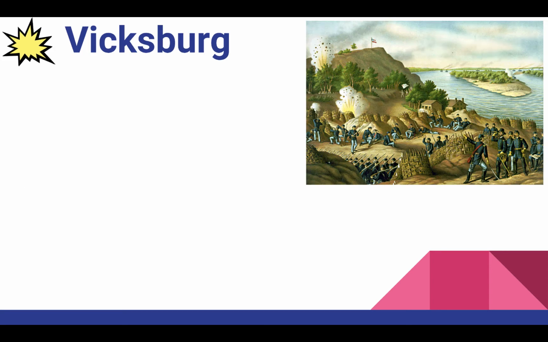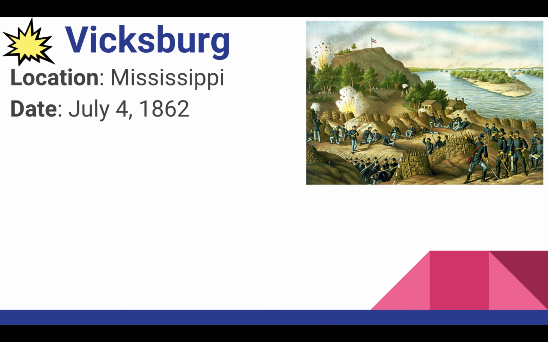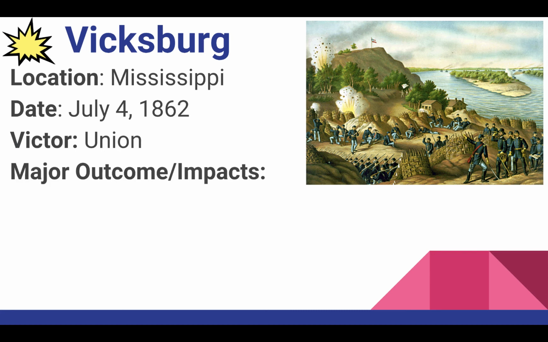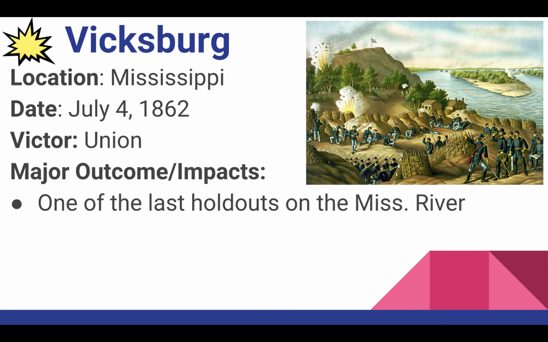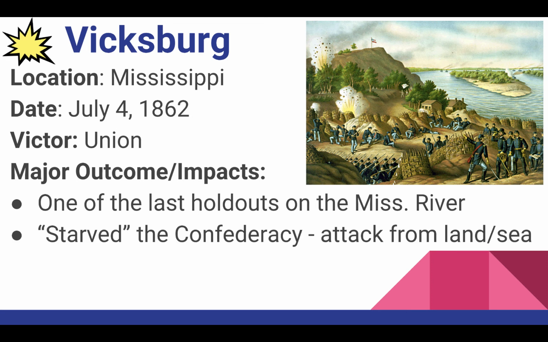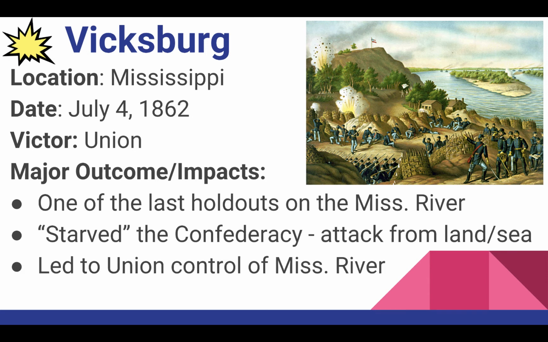After this, the Union experienced a massive victory at Vicksburg, which is in Mississippi. It was July 4th, Independence Day, 1863. Again, the Union was the victor. And the major outcome or impact was, it was one of the last holdouts on the Mississippi River. It gives the Union control of the Mississippi River. It starved the Confederacy. It was an attack from both land and sea, and it led to Union control of the entire Mississippi.